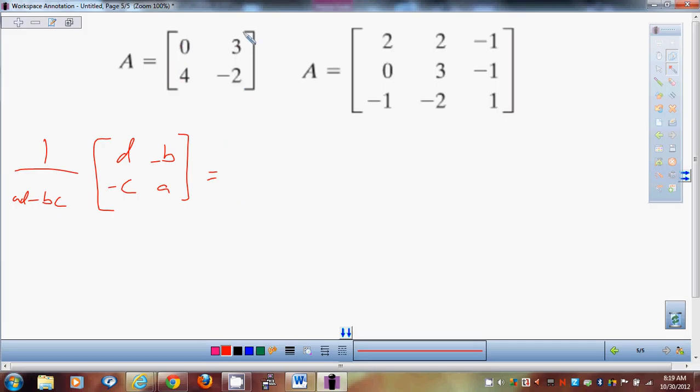AD is 0, BC is 12. 0 minus 12 is negative 12. Then we scramble. We switch these two. That becomes negative 2 and 0. Notice I don't change the signs. I noticed some people doing that in their homework. These do not have their signs changed. These two have their signs changed. So that becomes negative 3 and negative 4. And you can leave it just like that. You could multiply through by the negative 1/12 if you'd like and reduce. That'd be like 1/6, 1/4, 1/3, and 0. But you don't have to. You can just leave it like that if you prefer.